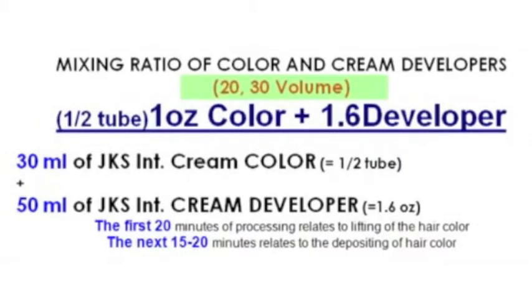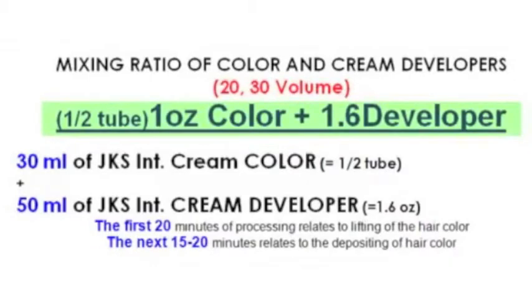The next one is 20 and 30 volume. In this case, you will mix it with a 1.6 ratio of developer versus a 1 ratio of color. And let's do it with a color example: 1 tube, which is 2 ounce, and you would use 3.2 ounce of either 20 or 30 volume developer.